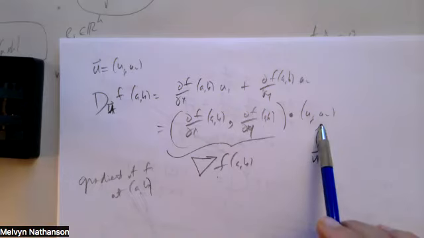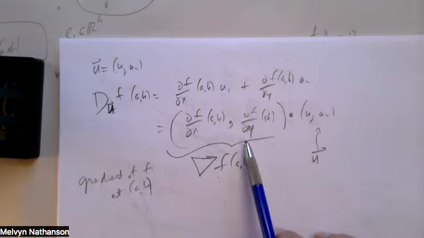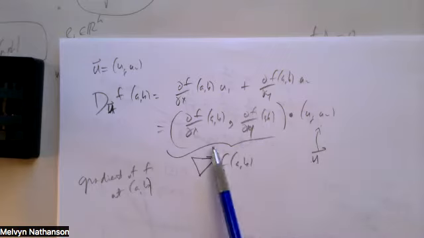You can't use this formula if the length of u is different from one. But if you have a unit vector and you want the directional derivative in that direction, it's simply the dot product of the gradient of the function with the vector, which is a remarkable thing.